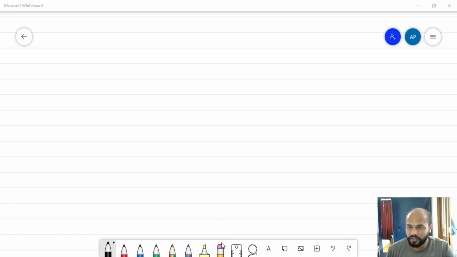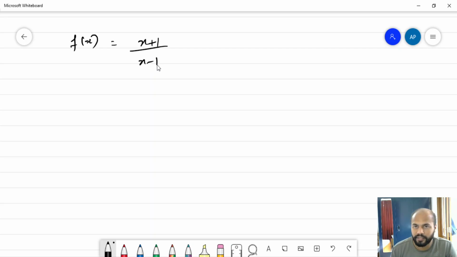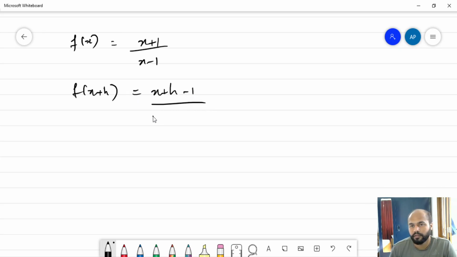Let's take some more functions now for evaluation. So this time the function is going to be (x plus 1) by (x minus 1). We will find the derivative of this function using first principle. So of course f of (x plus h) from here is going to be (x plus h plus 1) by (x plus h minus 1), minus (x plus 1) by (x minus 1), of course.